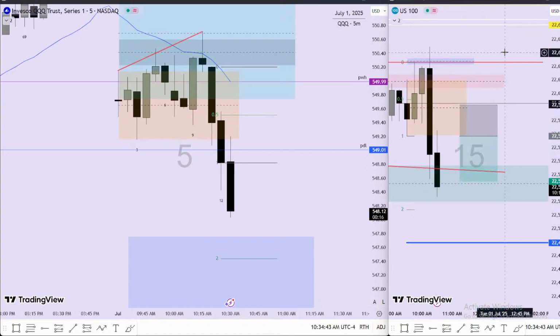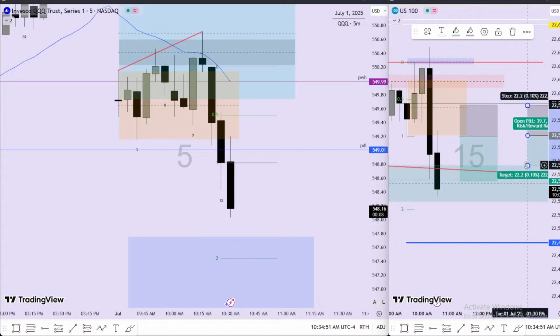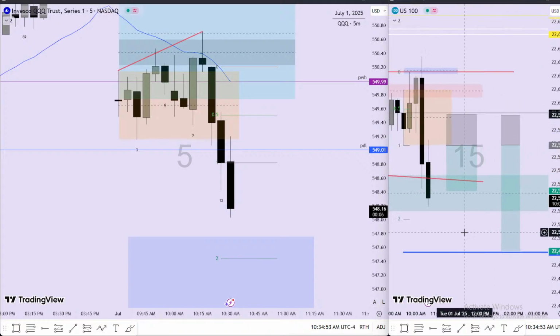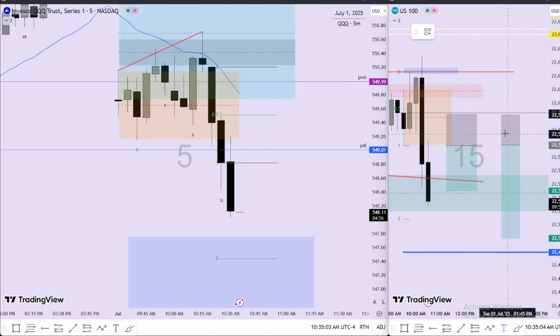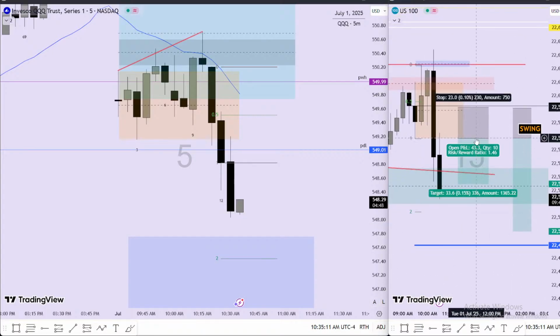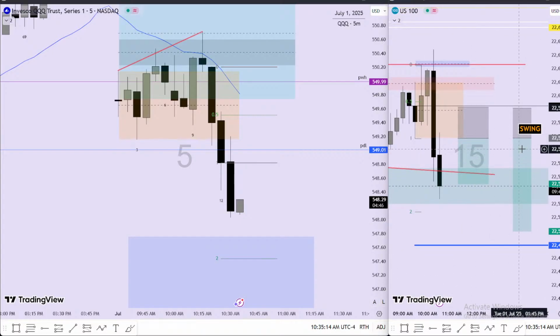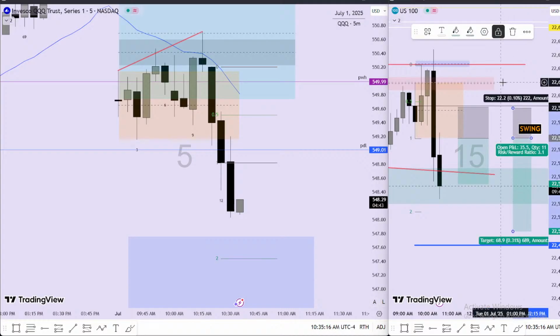It's okay. For swing trade, this is the swing trade. A little above this point, okay? Let's aim for 500. First trade was 1.46. The swing trade is 1 to 3 risk to reward ratio, which is good.